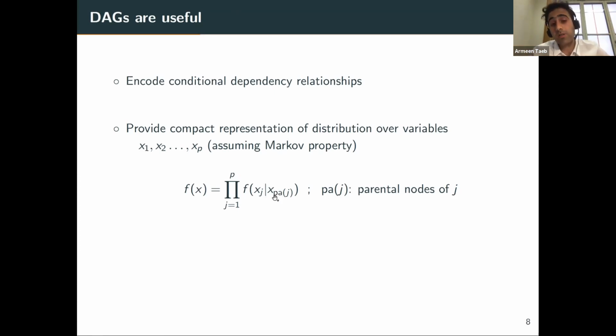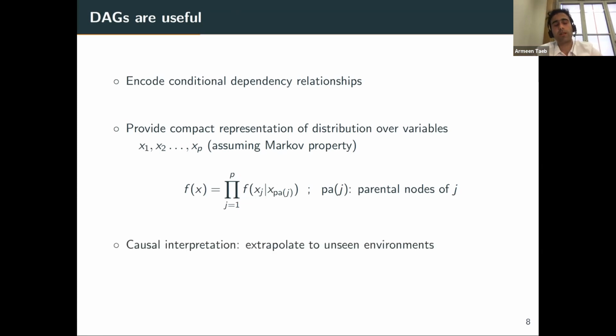This is in contrast to standard factorization of distributions, where you need to condition on all the variables in your order preceding the variable of interest. So you get a much more concise representation this way. And perhaps the most important feature of having DAGs is that they allow you to characterize post-interventional distributions. That is, how does the distribution of the variables in the network change after an intervention? And this is crucial for extrapolating to unseen environments.